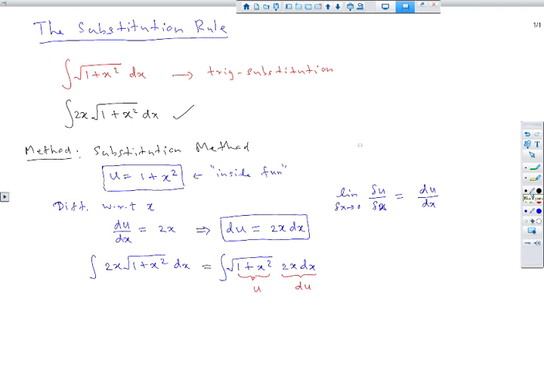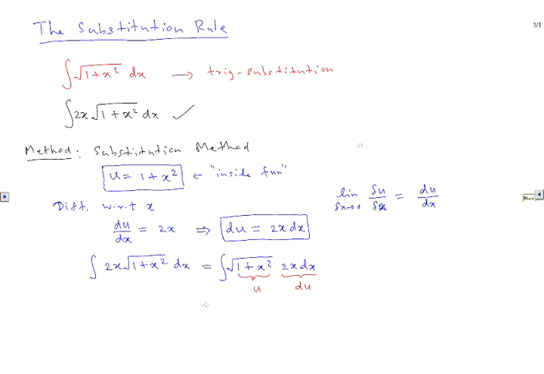So what's going to happen now? So you can see, this simply becomes u square root, and 2x dx simply becomes du. Now you can see that you have a very simple integral in terms of the new variable. So you can see that the 2x dx whole thing equals du, right? So that means you're going to replace 2x dx by du.